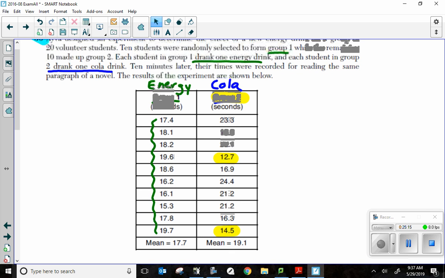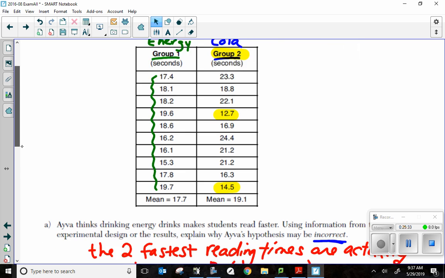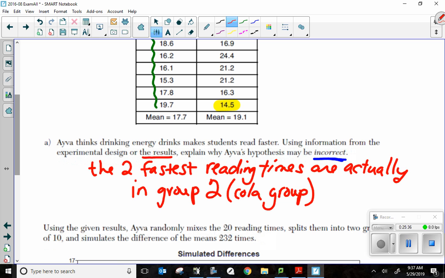Maybe she put more of the faster readers in group 1. That's why their average is faster. I mean, even without drinking the energy drink or the cola drink, the faster readers might have been in group 1 in general. That's another great answer you could give, because not only are they saying from the results, which I used, but from the design of the group. Maybe, coincidentally, more of the faster readers were in group 1, so the average overall is faster. That's a design issue. You could answer that way as well and get credit for part A.